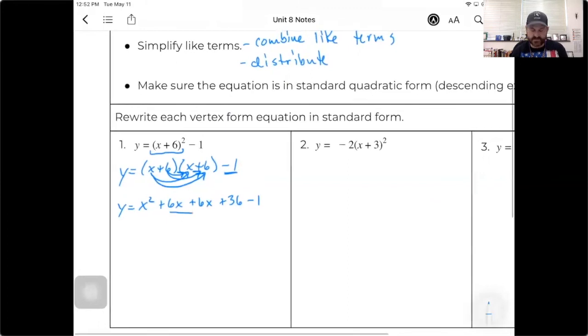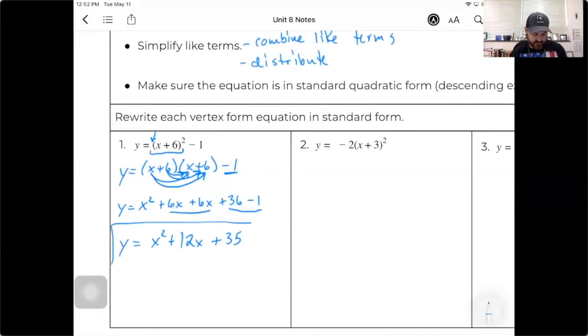We've got 6x plus 6x, which is 12x. We also have this 36 minus 1, which is 35. But then the x squared still gets written at the front. Okay? Now this time we didn't have to distribute anything at the very beginning here. There's nothing in front of the parentheses that has to get distributed in. So that is our final answer in standard form.